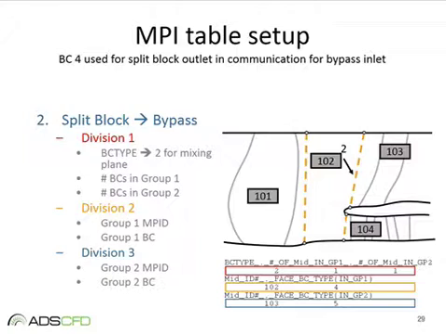On the bypass side, our MPID is 103, which again corresponds to our bypass duct. And then our CFD boundary condition is type 5, which corresponds to, again, a non-reflective inlet condition.